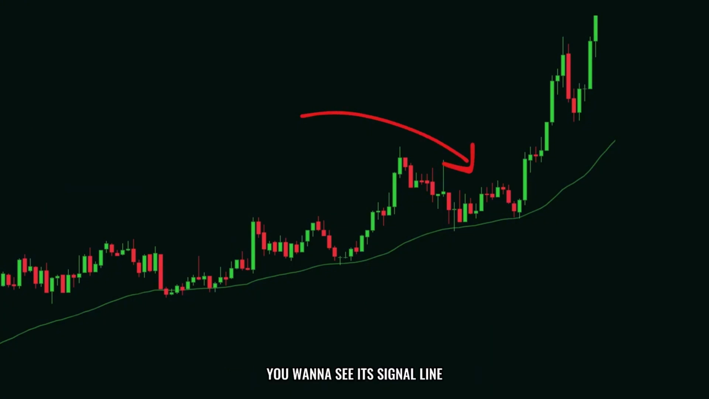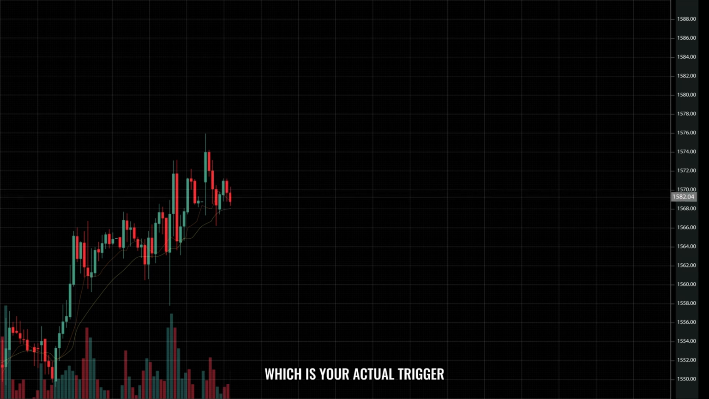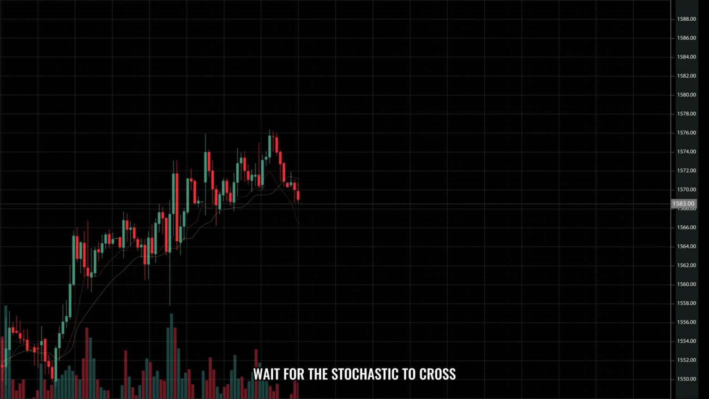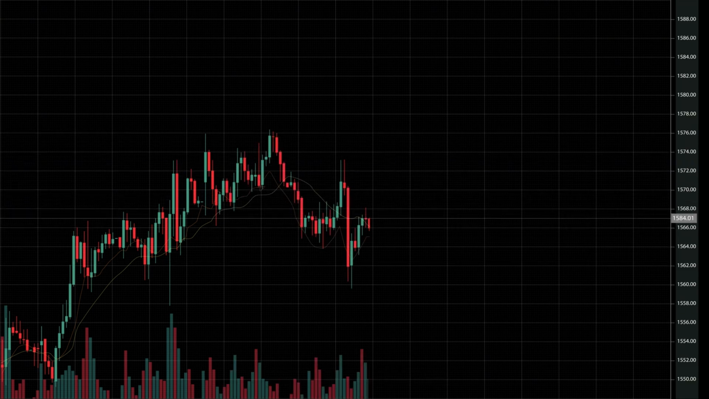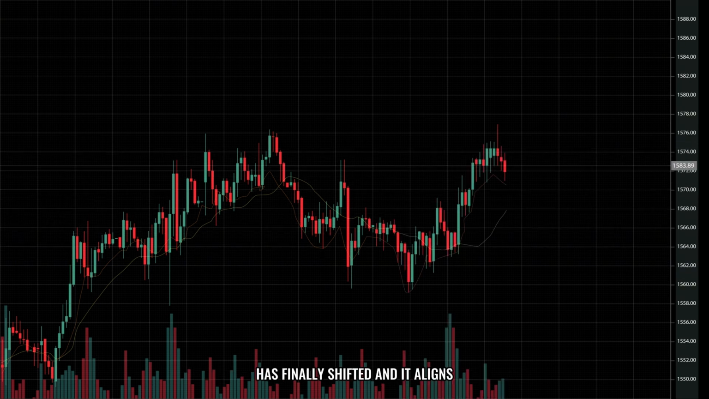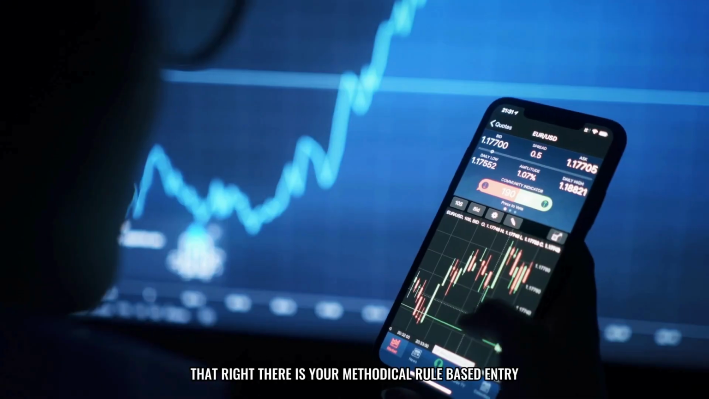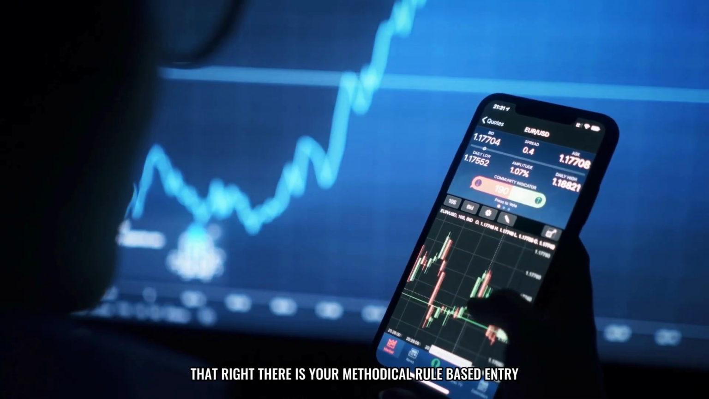Step 2. Check your stochastic momentum gauge. You want to see its signal line push deep into oversold territory if you're looking to buy, or overbought if you're looking to sell. And finally, step 3, which is your actual trigger. Wait for the stochastic to cross back inside those safe levels. This specific crossing action proves that the momentum has finally shifted, and it aligns perfectly with your geographic trendline zone. Boom. That right there is your methodical, rule-based entry.